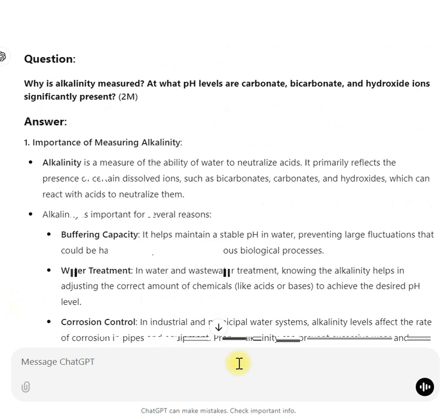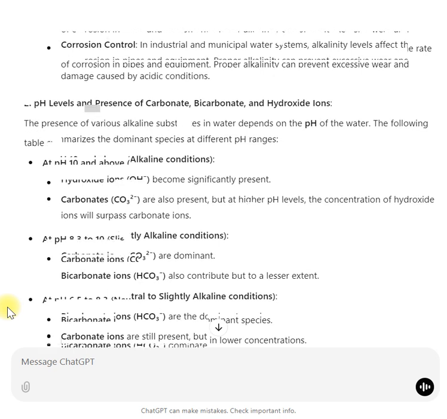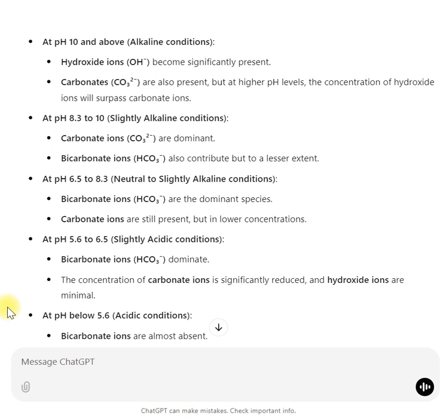2. pH levels and presence of carbonate, bicarbonate, and hydroxide ions. The presence of various alkaline substances in water depends on the pH of the water. The following table summarizes the dominant species at different pH ranges. At pH 10 and above, alkaline conditions, hydroxide ions (OH-) become significantly present. Carbonates (CO3 2-) are also present, but at higher pH levels, the concentration of hydroxide ions will surpass carbonate ions.